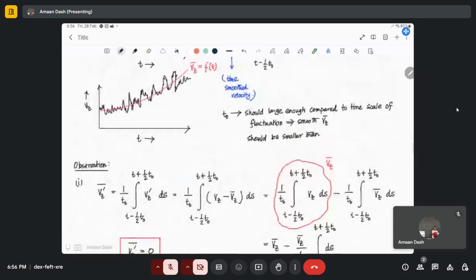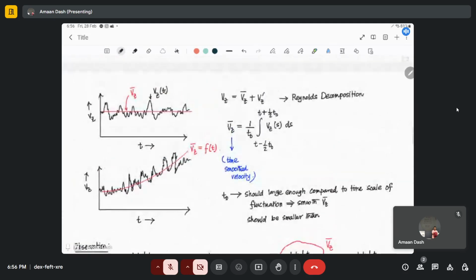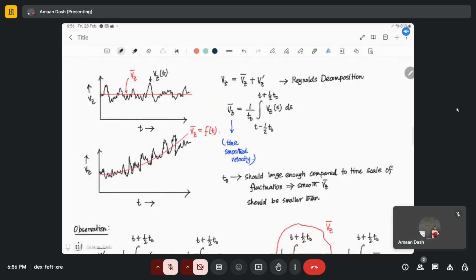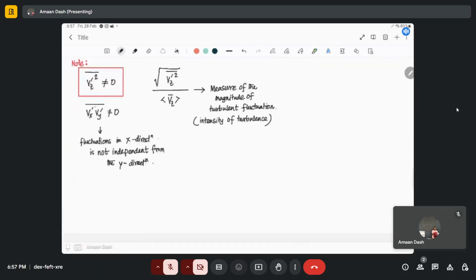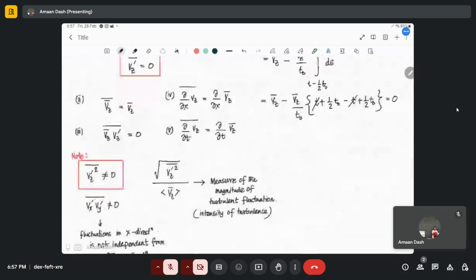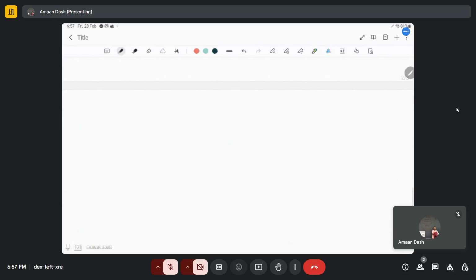Okay, so now since we have defined what is this time smooth velocity and everything, let us move forward and substitute this into the equations of change that we already have, like the continuity equation. We have the Navier-Stokes equation. So let's see how we can modify those equations to incorporate these terms. So let us start with the continuity equation.